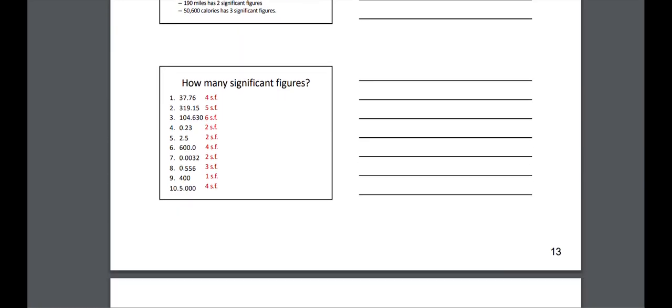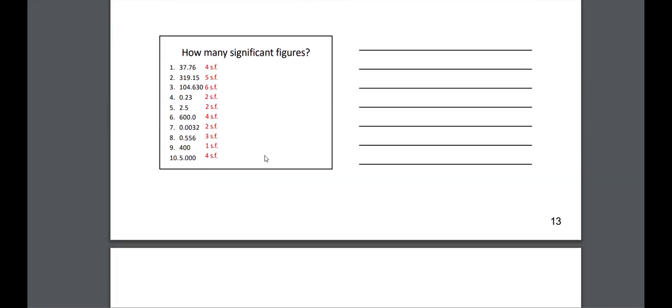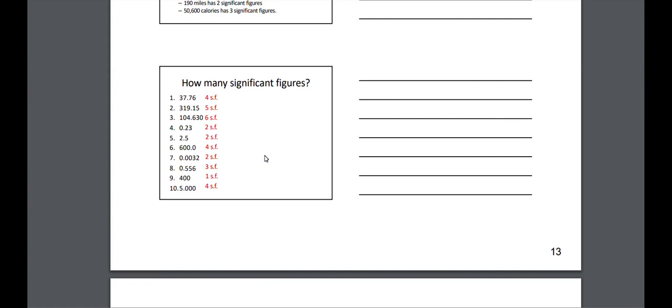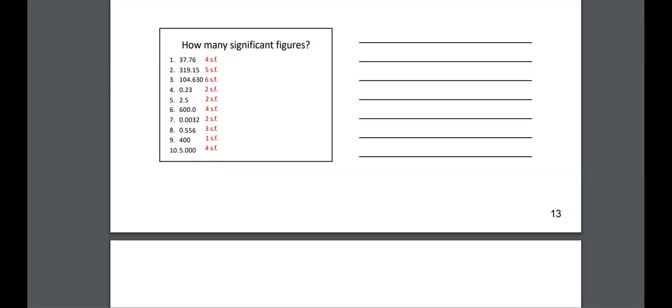Okay, let's look into some examples. Number 1: how many significant figures do I have in 37.76? Obviously, you see the number. It is 4 significant figures, but why? Ask yourself the first question: do I have any zeros? No. Then they all will count as sig figs. Same thing with number 2. Do I have any zeros? No. Then everything will count as significant figures.